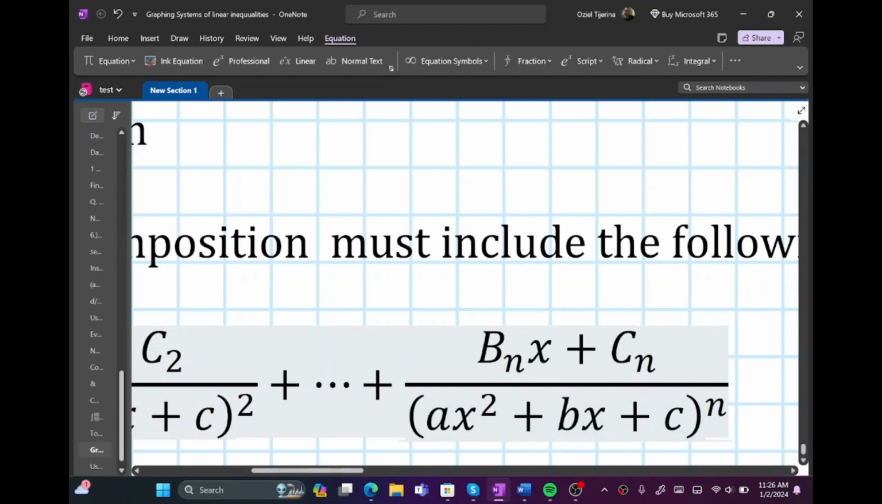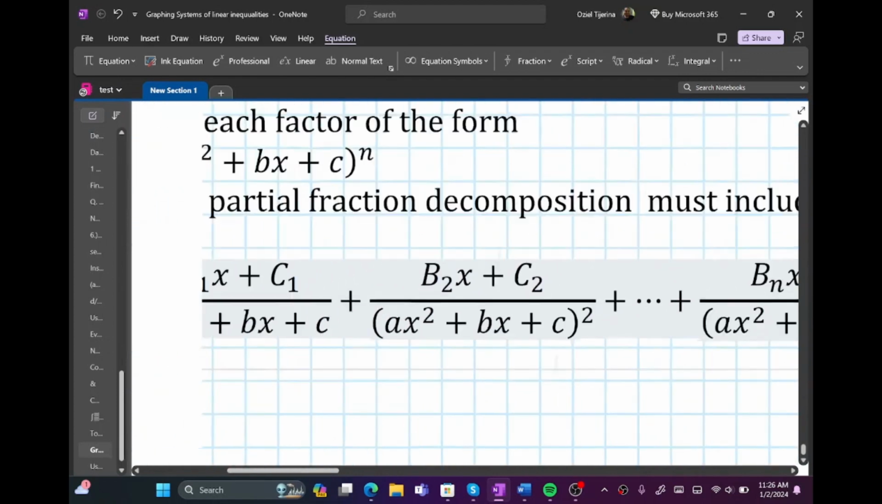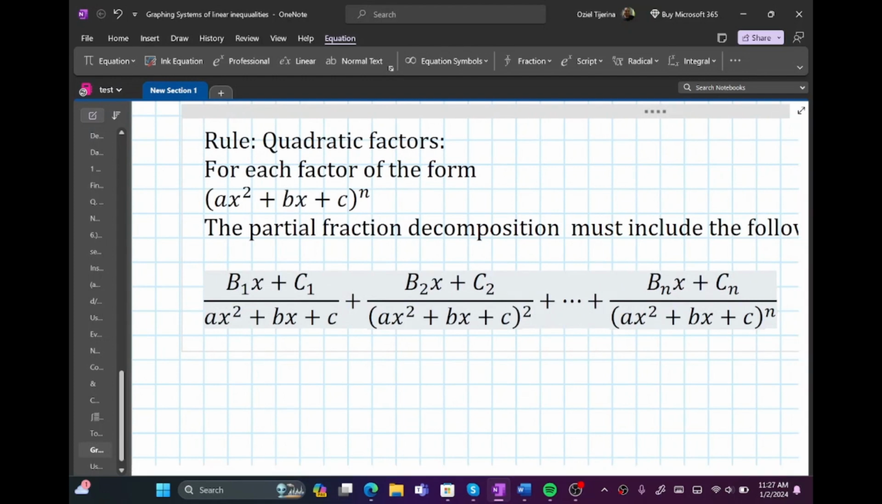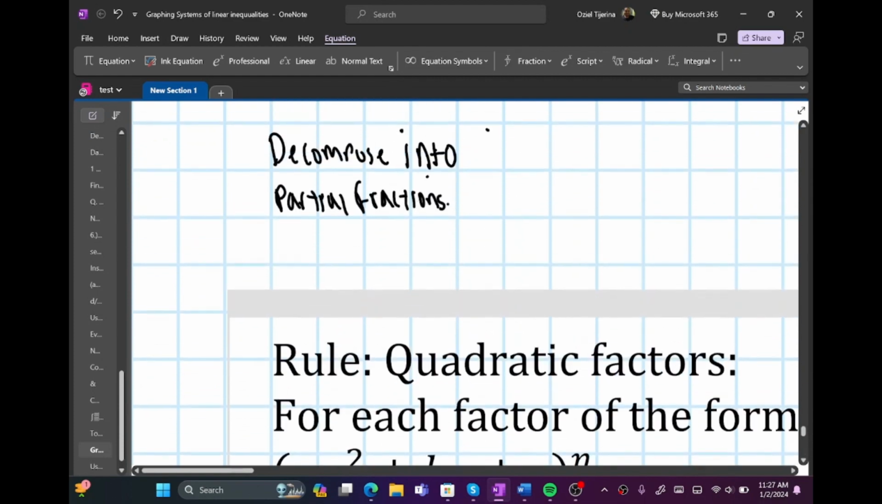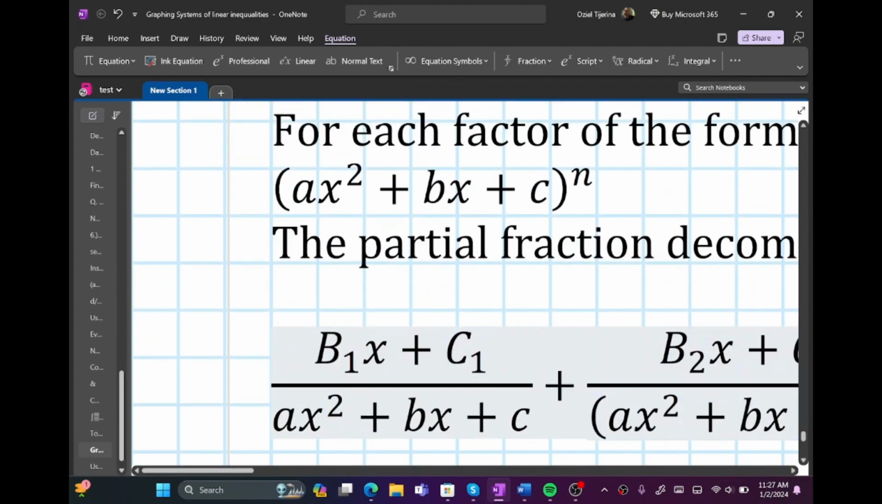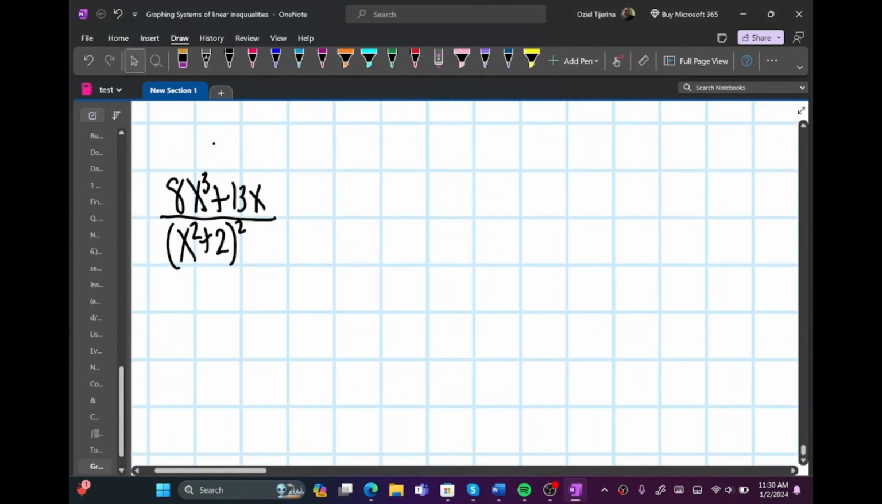And so we must understand that this is what we do when there's quadratic factors. This is one of the theorems that we're using. So on the top we have 8x cubed plus 13x over x squared plus 2 quantity squared. This is going to equal the following, and I am going to write it the following way.